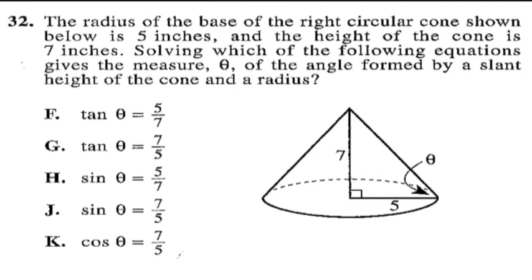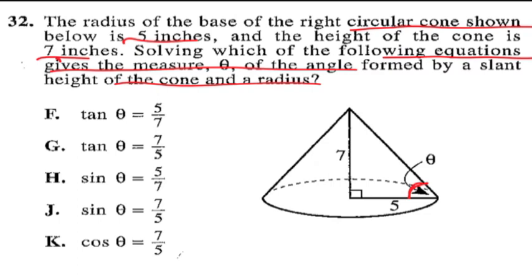The radius of the base of the right circular cone shown below is 5 inches. So now I've got a picture here. And the height of the cone is 7 inches. Which of the following equations gives theta, the angle measured by the slant of the height and the cone and a radius? So here's our radius, the 5. They're wanting this angle right here.